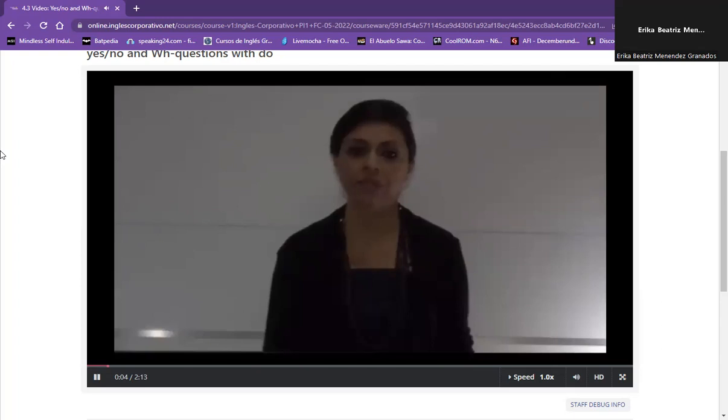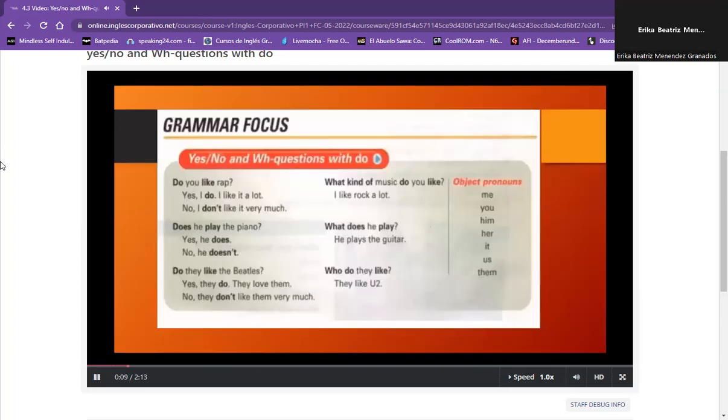Questions in simple present using do and does along with WH question words. We will get ready to ask two types of questions, yes-no questions and WH questions. On your notes, please jot down both auxiliaries as we go over them. Remember, we use these auxiliaries for simple present tense in questions and negative answers. Yes, no, and WH questions with do. Do you like rap? Yes, I do. I like it a lot. No, I don't like it very much. What kind of music do you like? I like rock a lot.